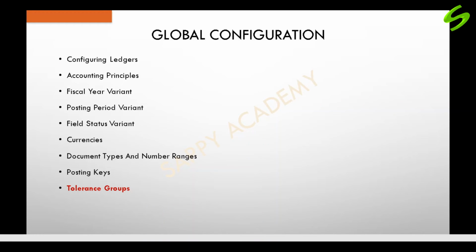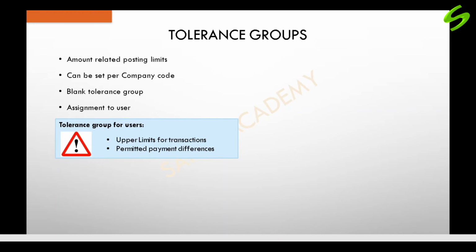Let us move on to the next topic, tolerance groups. Tolerance group specifies amount related posting limits for users or employees. Tolerance group determines the maximum amount a user is authorized to post per document and the difference a user is allowed to clear in case of over or underpayments. When we define a company code, by default a blank tolerance group is assigned to the company code. We can create additional tolerance groups if we need and assign the same to the users or employees.